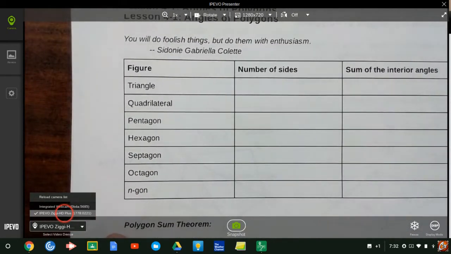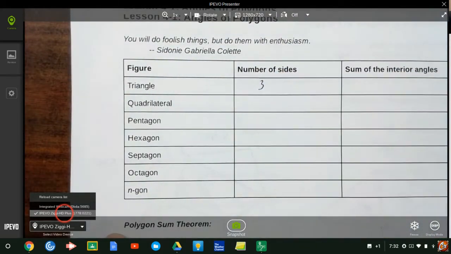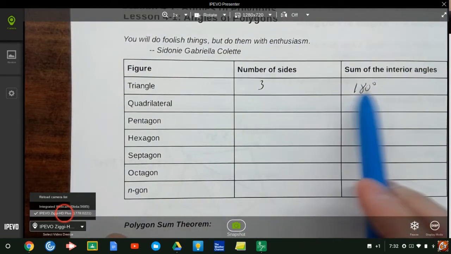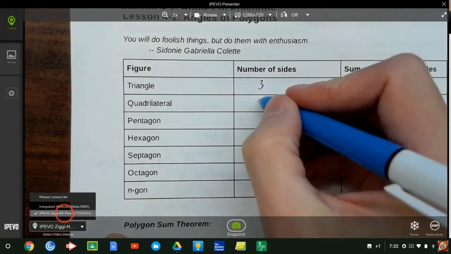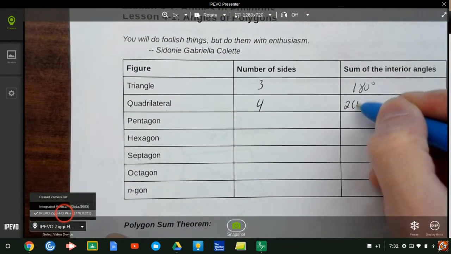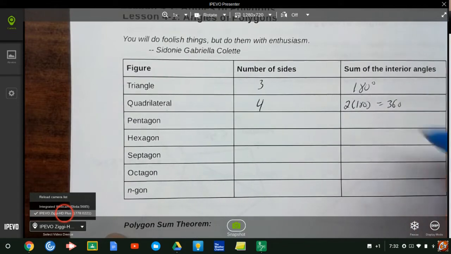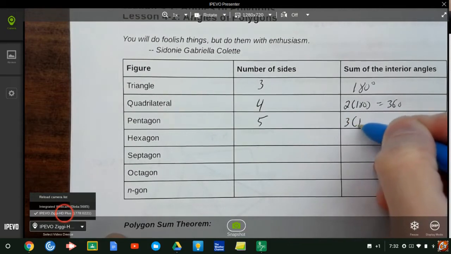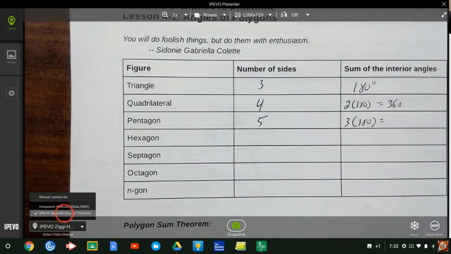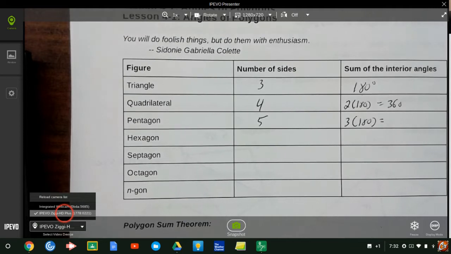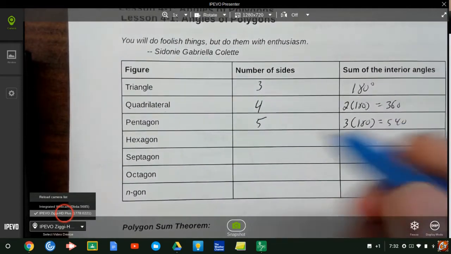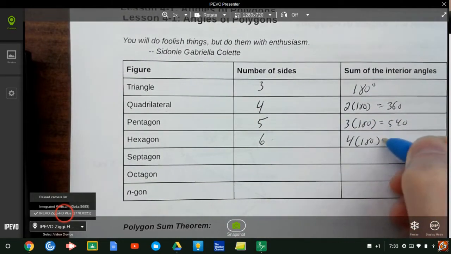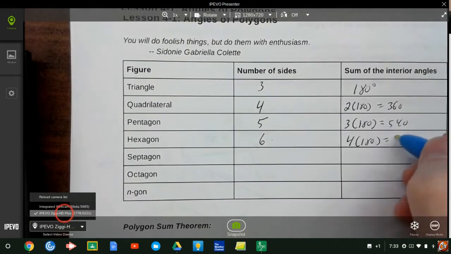So using that idea, we can actually create a chart here. So a triangle, we said, has 3 sides. So that means it's going to be 180 degrees. That's basically 1 triangle times 180. Quadrilateral, 4 sides. So that's 2 times 180, which is 360. Pentagon, 5 sides. So we said that's 3 times 180. And I don't remember what that was all of a sudden. So that was 540. Hexagon had 6 sides. So 2 less than that is 4 times 180. And we said that was 720.